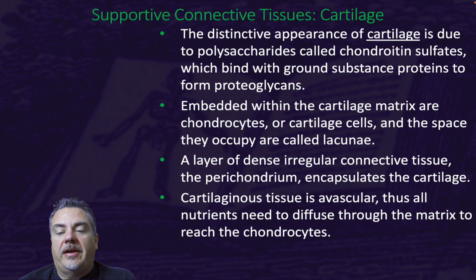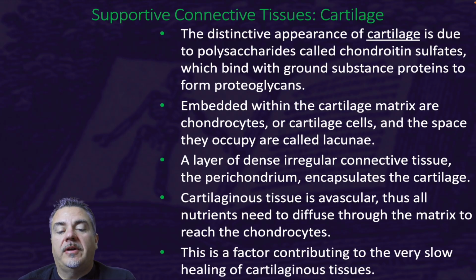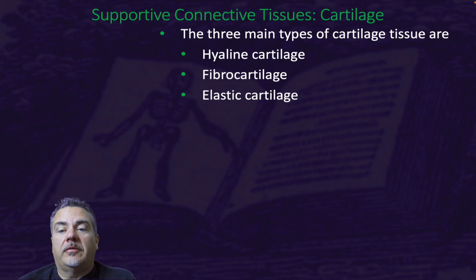Cartilaginous tissue is avascular, thus all nutrients need to diffuse through the matrix to reach the chondrocytes. This is a factor contributing to the very slow healing of cartilaginous tissue. The three main types of cartilage tissue are hyaline cartilage, fibrocartilage, and elastic cartilage.